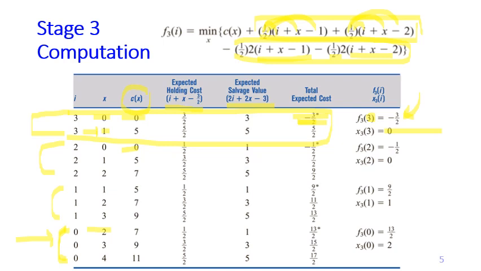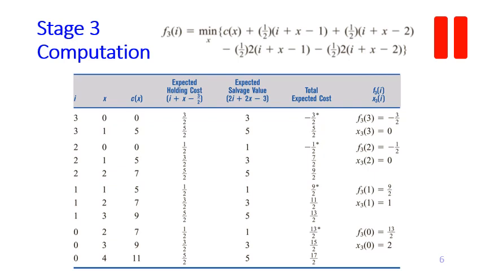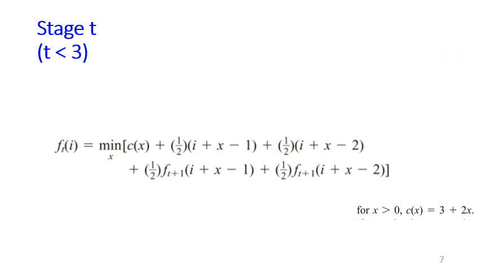There will be a pause in this video to give you the time to calculate all the other F32, F31, and F30 just to make sure that you know for sure how to get all these numbers. Now let's move backward to stage t. So small t means that it is the month before the third.